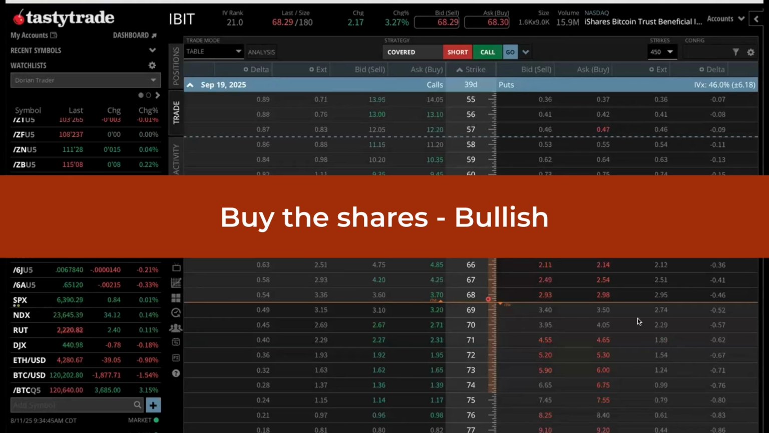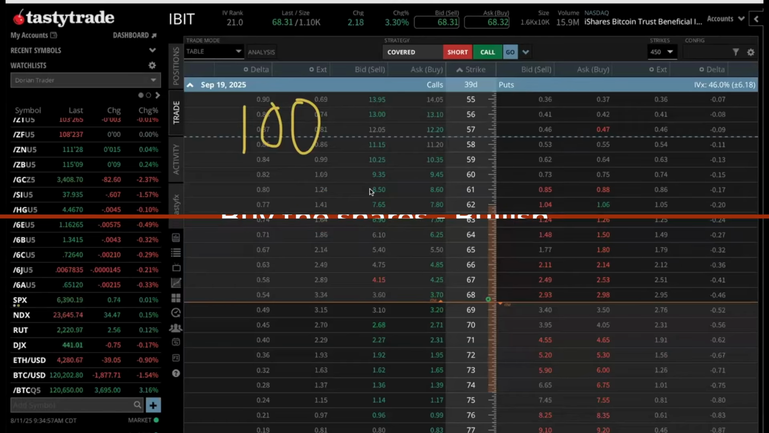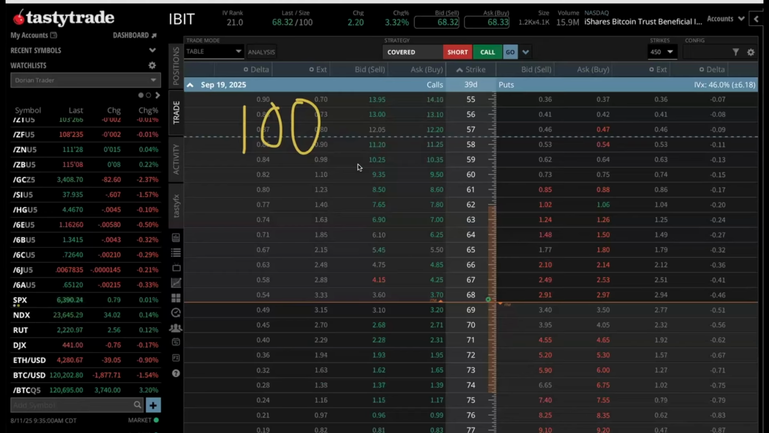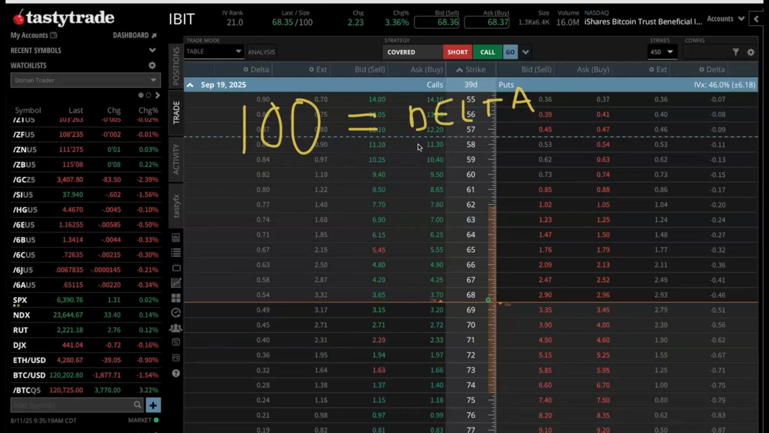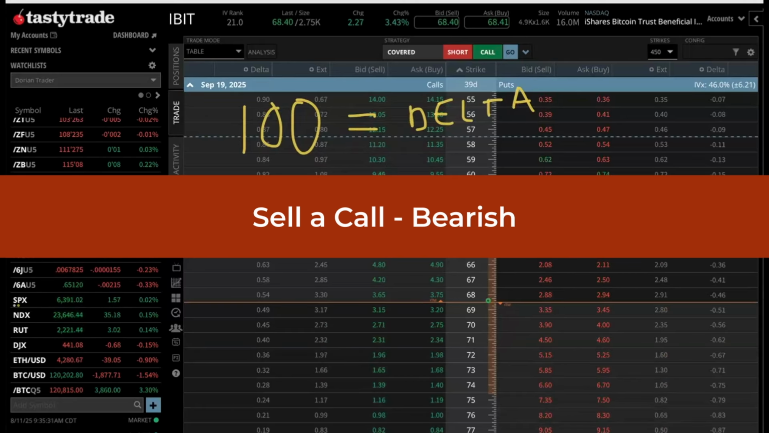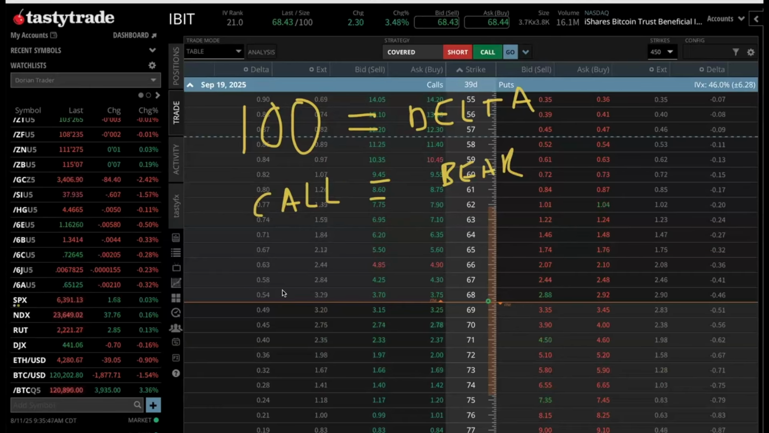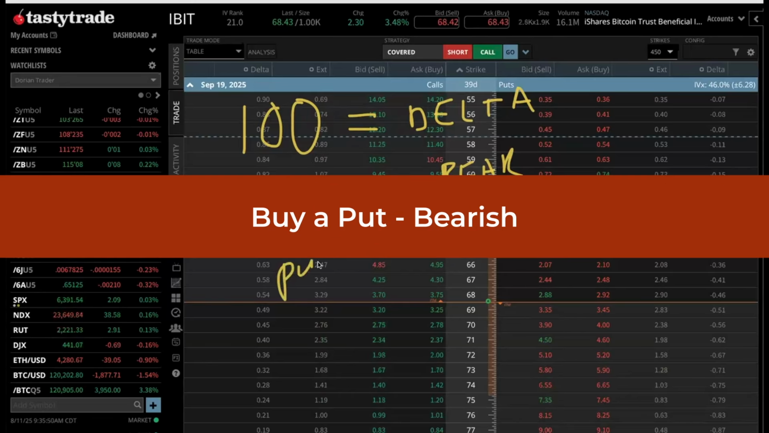So if you buy 100 shares, we all agree that we're bullish and we want it to go up. When you buy shares, each share that you own equals one delta. So if you have 100 shares, that's going to equal 100 deltas. If you're bullish when you buy the shares, which you are, your risk is to the downside. When you're doing a collar strategy, you are selling a call that is bearish. When you buy a put when you're doing a collar strategy, that is also bearish.